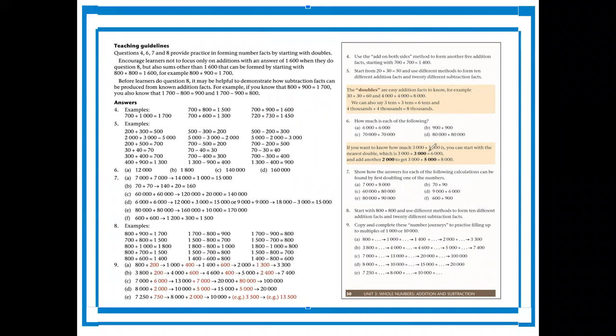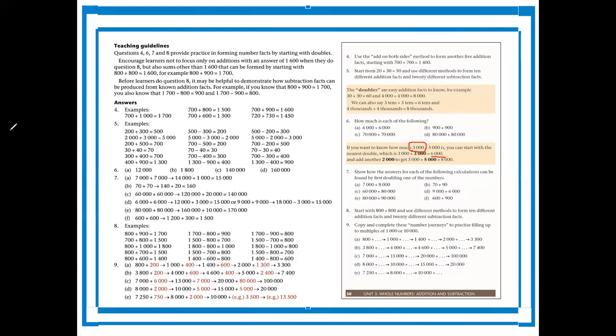If you want to know how much 3,000 plus 5,000 is, you can start with the nearest double, so you double the lowest number. That is usually the convention, because if you double 5,000, it might make it slightly more complicated. So if you take the lower number, which in this case is 3,000, and you find that double, you get 3,000 plus 3,000, which gives us 6,000. And then we add another 2,000 to the 3,000 to get 5,000. So we just add 2,000 to 6,000 to get 8,000.